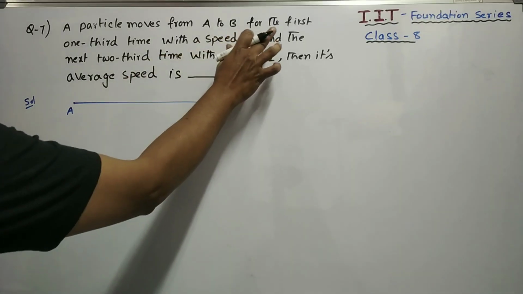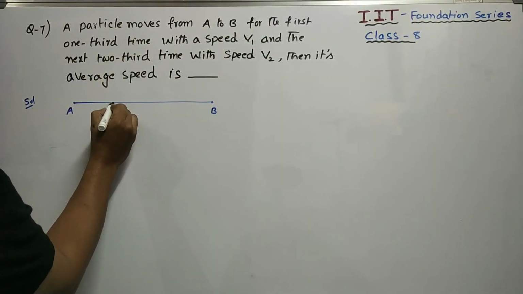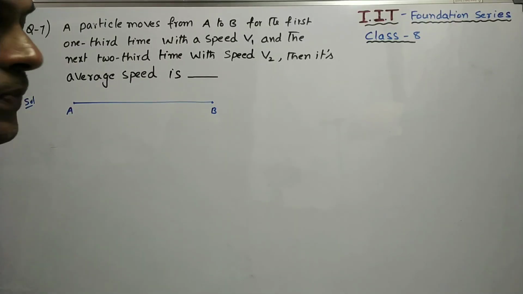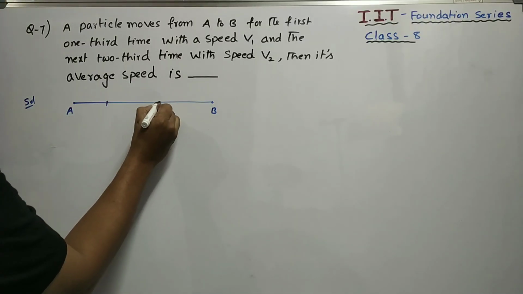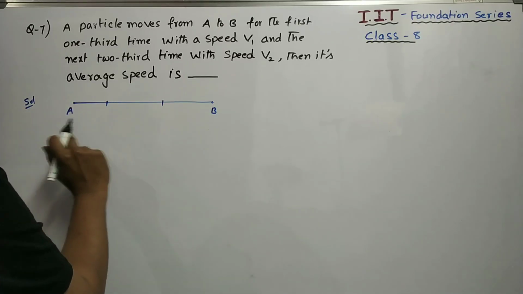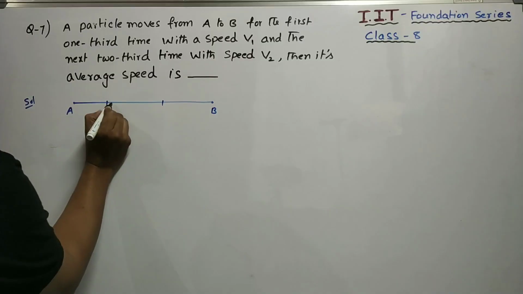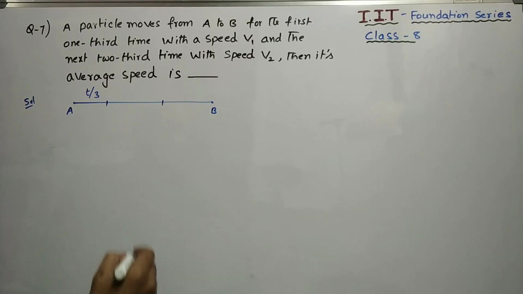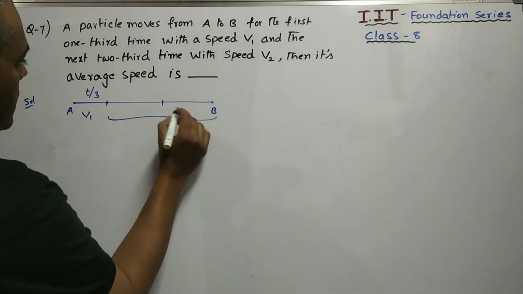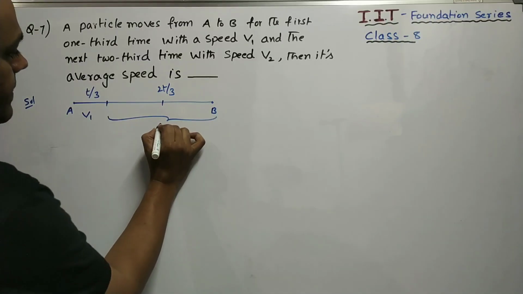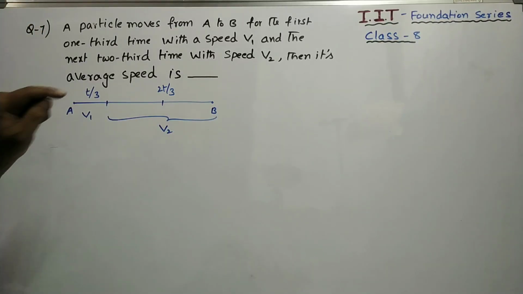For the first 1/3 time, that means the total time taken to cover this distance A to B is covered by the body in 3 segments. The entire time is t. So from A, 1/3 of the time, t by 3, is covered with a speed v1. The rest, 2/3, that means 2t by 3, is covered with the speed v2. That is given in the question.